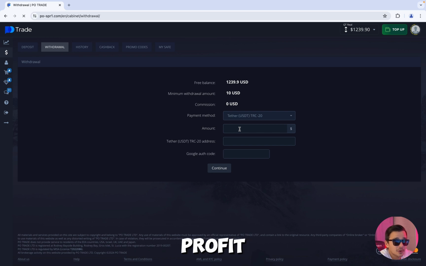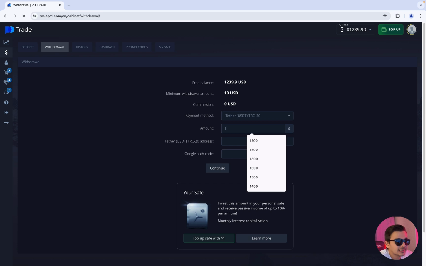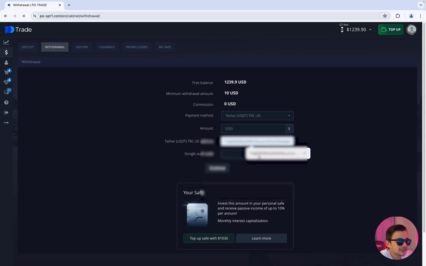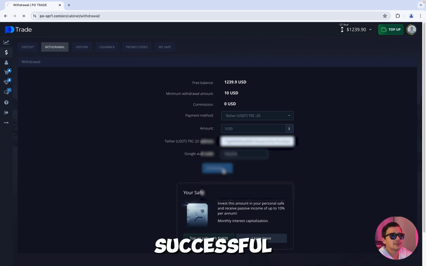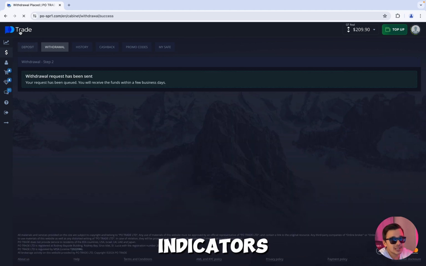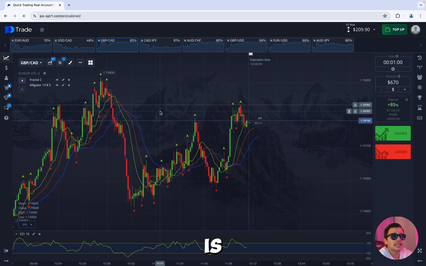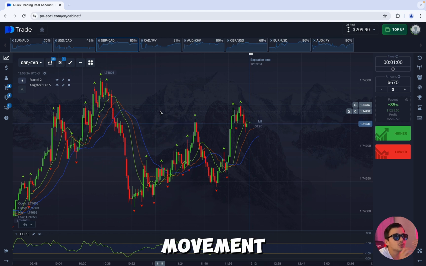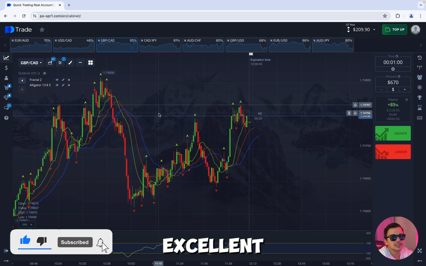The sum of today's profit will be $1,030, as I said. The withdrawal operation is successfully executed. This is how trading turned out today with the use of these indicators. In general, nothing was difficult. More or less, the movement today is reasonable, and today's strategy under today's movement was perfectly selected, guys. So, I fixed an excellent trading result.